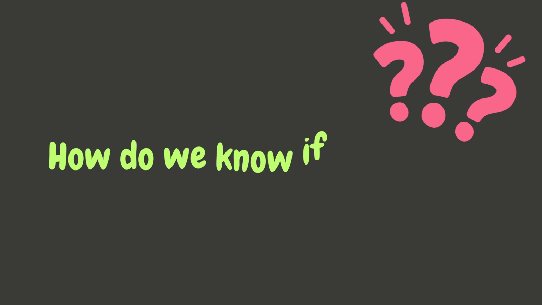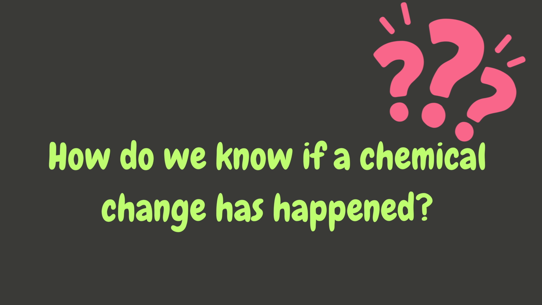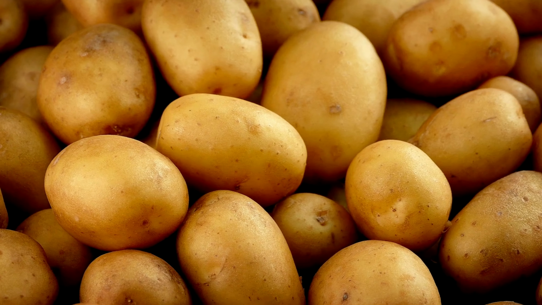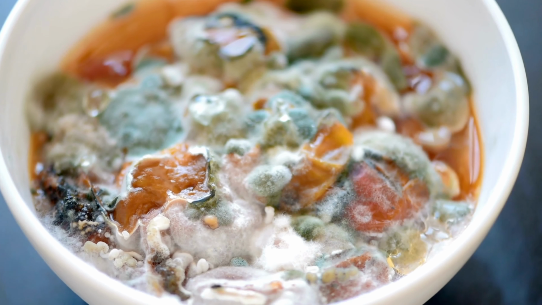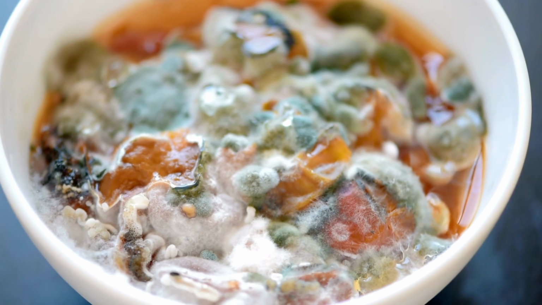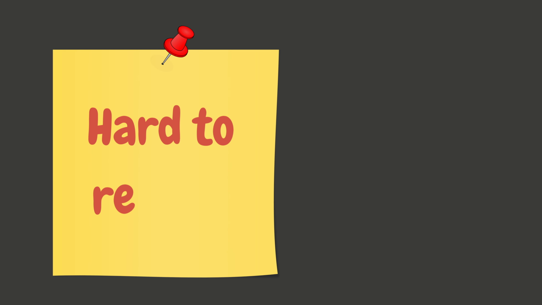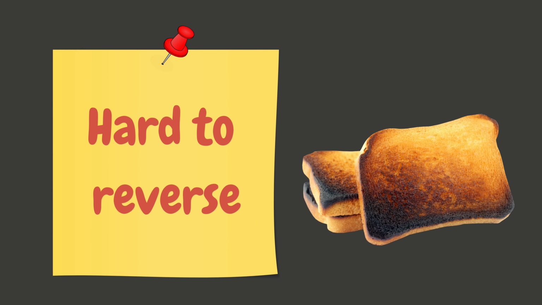Next question to ask yourself is, how do we know if a chemical change has happened? Here are the clues. Change in color, like a potato turning black when sliced. Energy released in form of light or heat, like fireworks. New smell, like rotting food. Gas or bubbles forming, for example in a vinegar plus baking soda experiment. And remember, chemical changes are usually hard to reverse. You can't turn burnt toast back into bread.